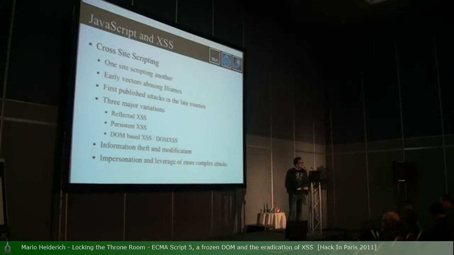XSS is usually used to conduct information theft, information modification, user impersonation, and sometimes to leverage more complex attacks. If you remember the attacks against Apache, I think it started with an XSS in Jira, in their code versioning system, and then was elevated to actual code access and code execution and compromise of the files on the web server. But it all started with an XSS, and there are many examples of real-life attacks that initially started with XSS.